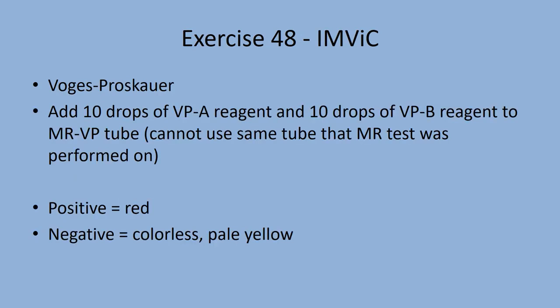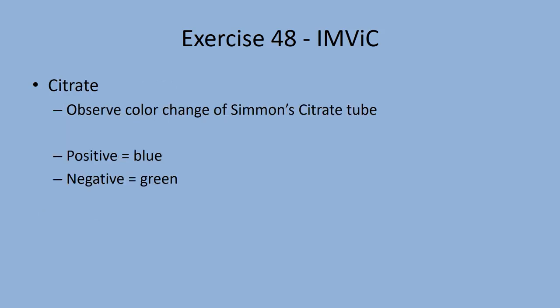The Voges-Proskauer or VP tube: for this one you would add 10 drops of the VP A reagent and then 10 drops of the VP B reagent to the MRVP tube. And just as a quick reminder, it has to be a separate tube. You cannot do the methyl red and VP on the exact same tube. It's the same media, but you have to have one for MR, one for VP. If it turns red, it's positive. If it remains colorless or pale yellow, once again, it is negative.